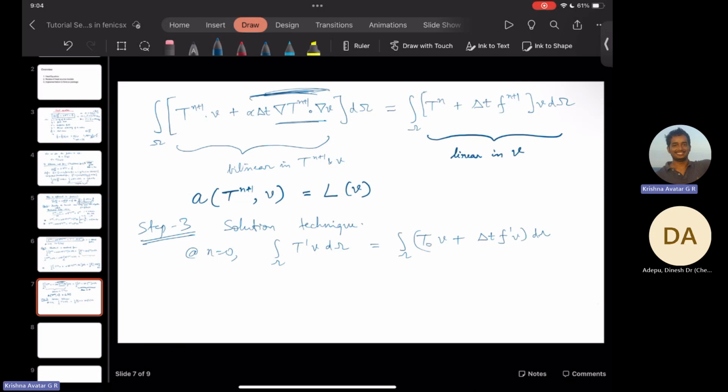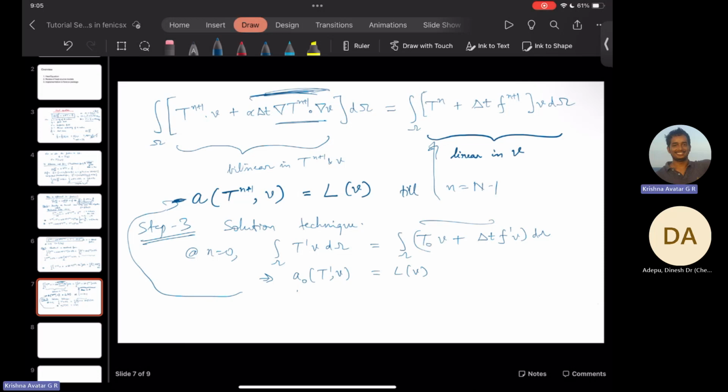At all other n's, this equation follows. So this happens to be a special case: a naught t1 comma v is equal to L naught v. Or you can remove L, just v, because this is still similar to this one. It's only the term on the left hand side which has a slightly different form. So we start with this, we solve this first, and then just solve this till n is equal to capital N minus 1. This is essentially our goal. This is what we have to solve.